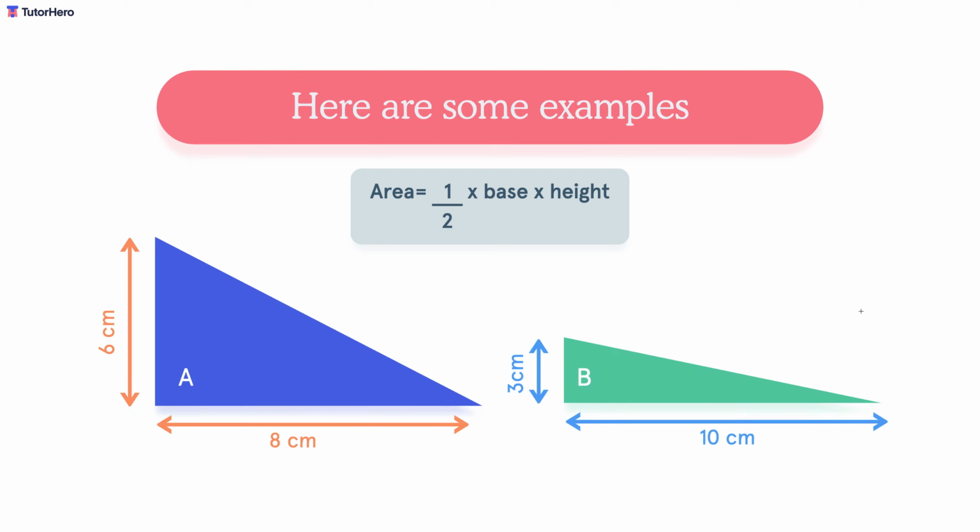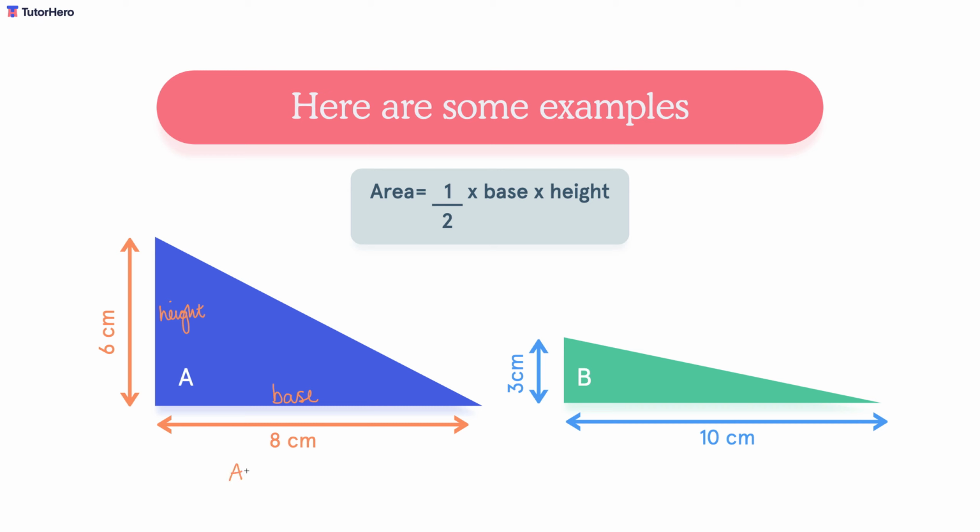Here are some examples. We're going to find the area of these triangles using our formula, half the base times the height. So let's have a go at triangle A. First of all, let's label the parts of our triangle. This is the base and this is the height. The base is 8 centimetres and the height is 6 centimetres.